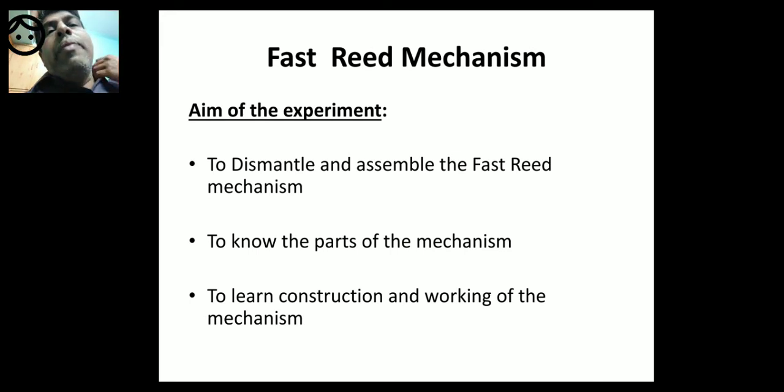In the negative let off mechanism, the warp yarn from the weaver's beam is pulled by the take up roller. So this is negative. Whereas in positive let off motion, worm and worm wheel and pulleys will do the job for us. So that is the positive let off mechanism.